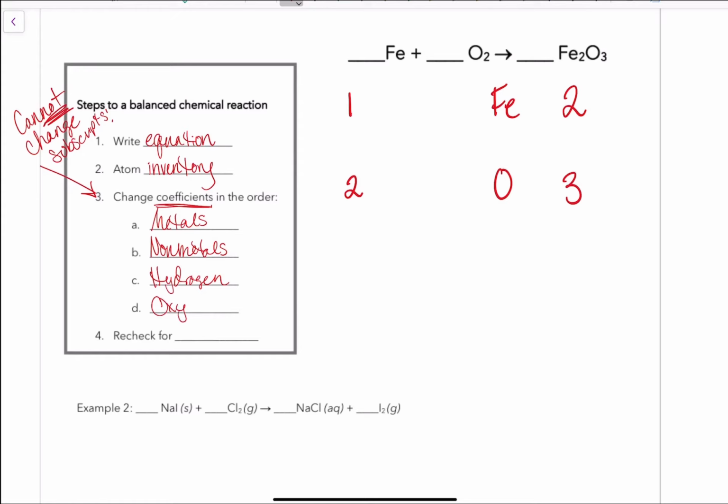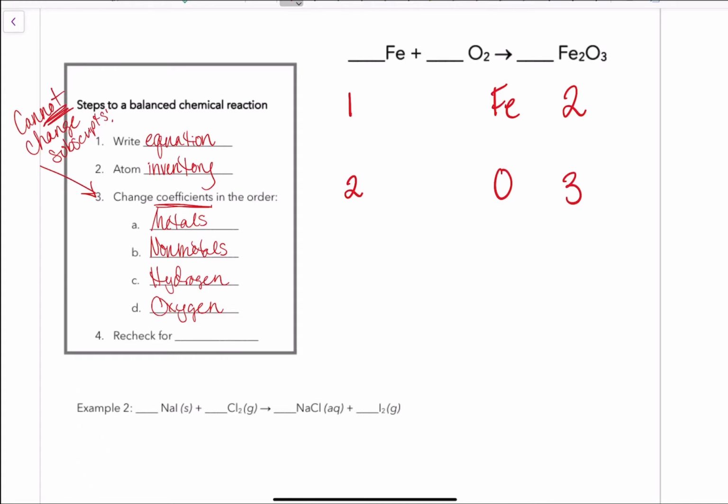and oxygen for last. When you're balancing things, keep in mind that you might have to erase and rewrite multiple times, and that is completely fine. That is to be expected. Sometimes you start balancing something and it unbalances something else and you have to go back and fix it. That's fine. So here's how we change the coefficients.